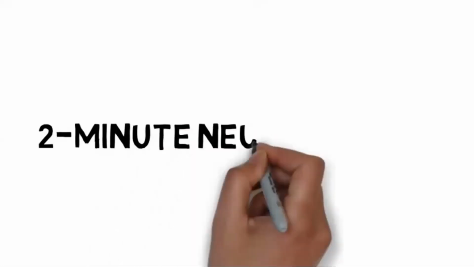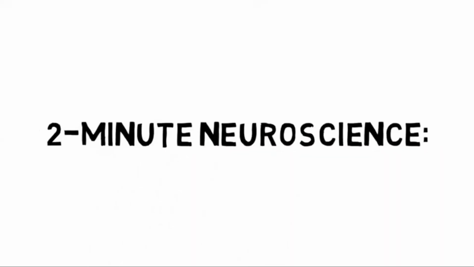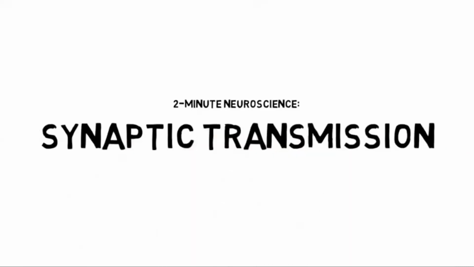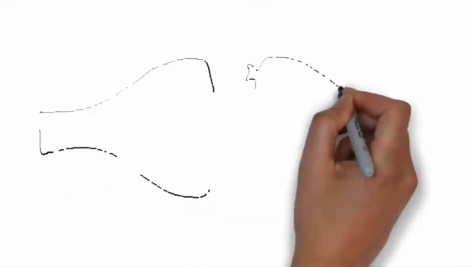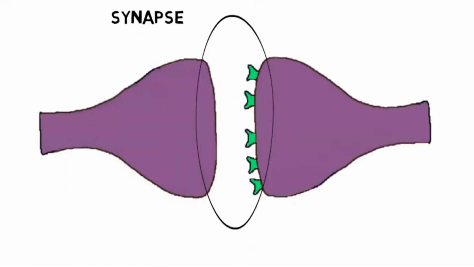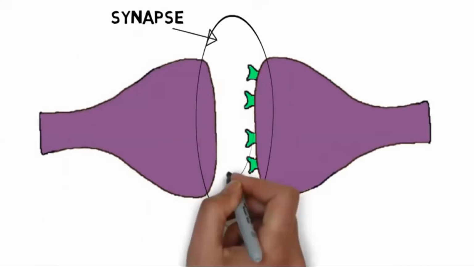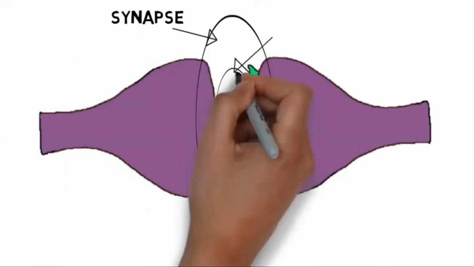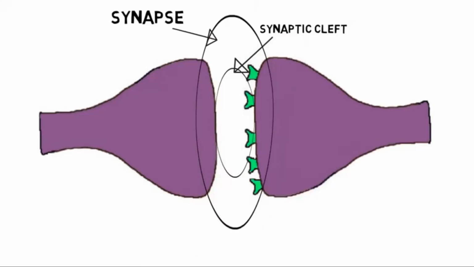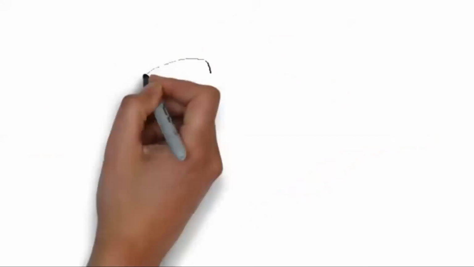2-minute neuroscience, where I simplistically explain neuroscience topics in 2 minutes or less. In this installment, I will discuss synaptic transmission. Most communication between neurons occurs at a specialized structure called a synapse. A synapse is an area where two neurons come close enough to one another that they are able to pass chemical signals from one cell to another. The neurons are not actually connected, but are separated by a microscopically small space called the synaptic cleft. The cleft is less than 40 nanometers wide. By comparison, a human hair is about 75,000 nanometers wide.